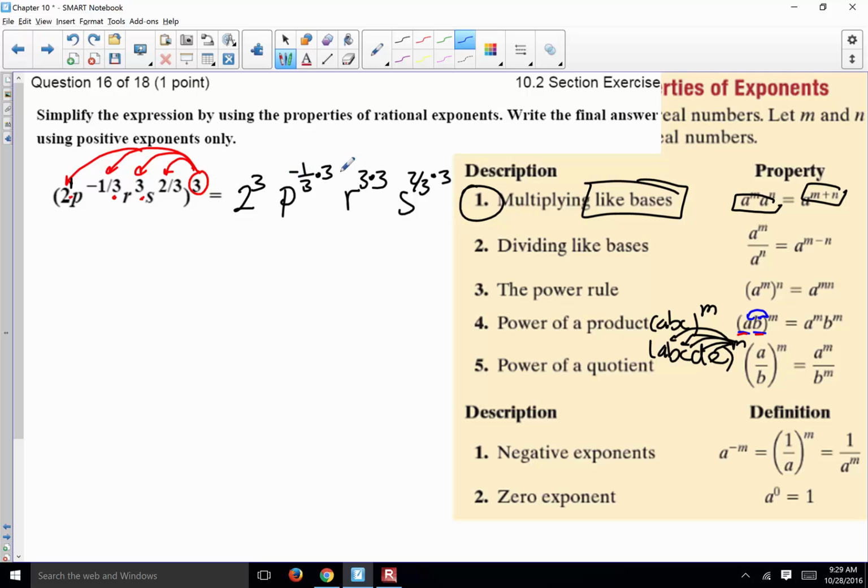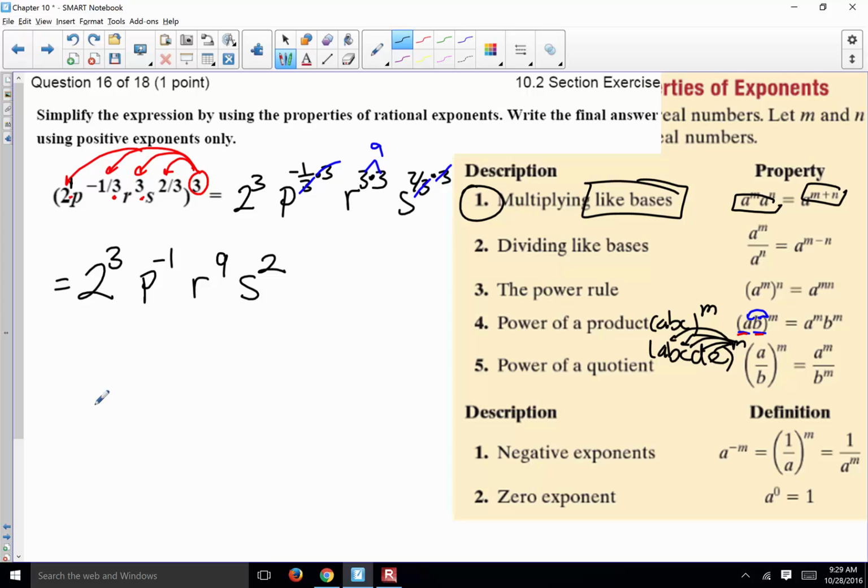So let's simplify. Alright, let's simplify some basic things on the spot. Like 3 and 3 cancel and this drops to -1, right? What is 3 times 3? 9. These 2 cancel and it becomes 2. So I reduce this into 2 cubed, p to the -1, r to the 9th, s squared.